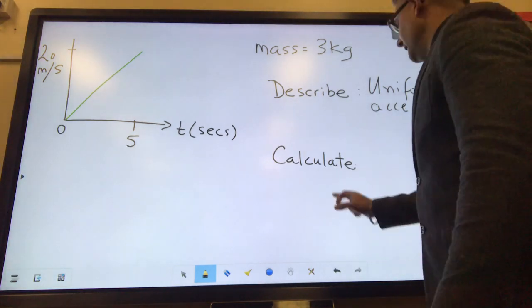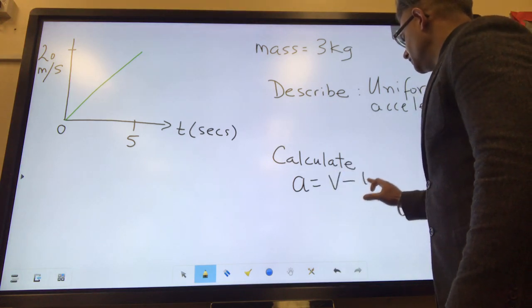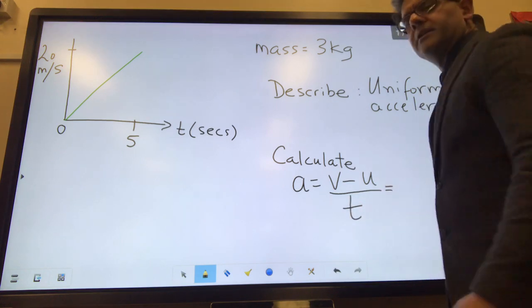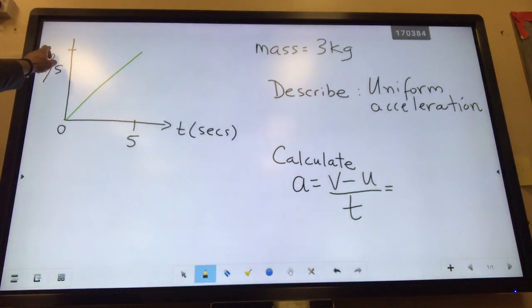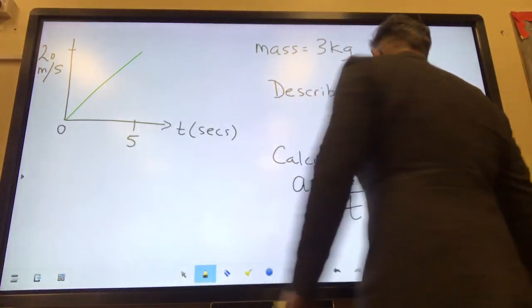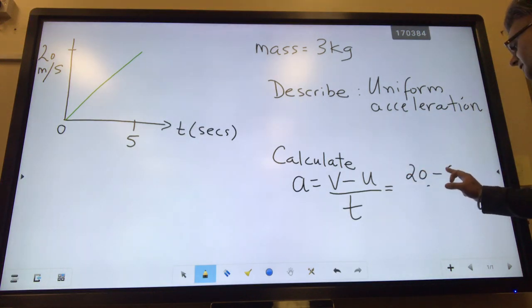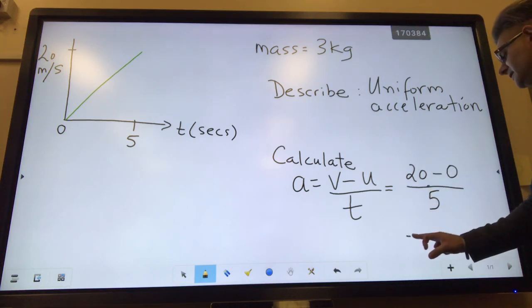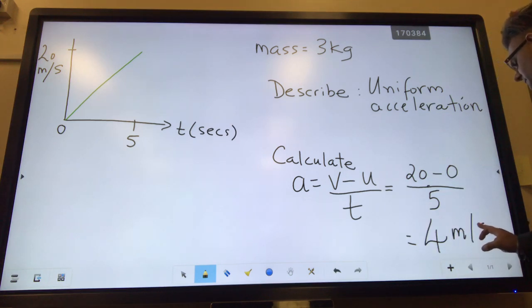So to calculate the uniform acceleration, we have to do this: acceleration is equal to the final velocity minus the initial velocity, divided by time taken. We can see from the graph that the final velocity at this point is going to be 20 meters per second, and the initial velocity is going to be 0. So when we plug these values into the calculation, we have 20 minus 0, divided by the time taken, which is 5. We are going to have an answer where the acceleration is equal to 4 meters per second squared.